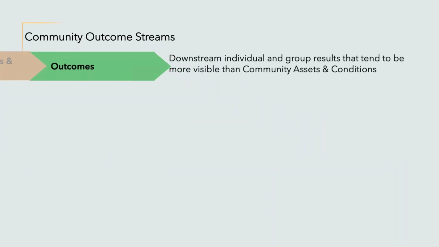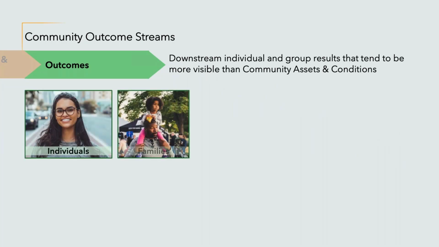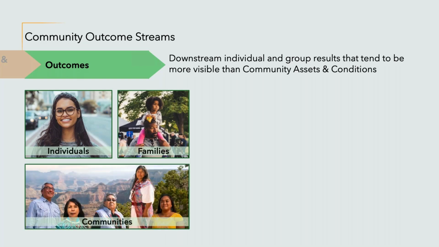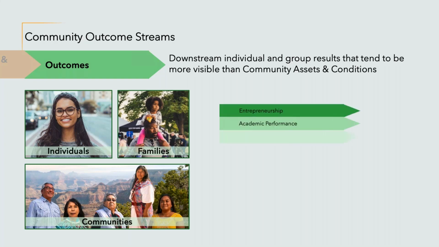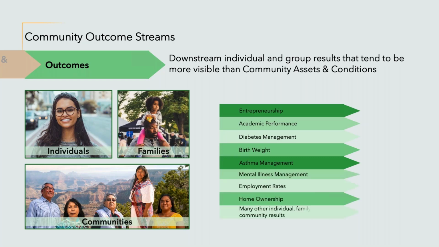And in this model, outcomes are the indicators of how people fare. That is to say, how individuals, families, communities, how they fare socially in terms of health, education, and economically. And outcomes include things like educational attainment, prevalence and severity of chronic disease, and many other social, economic, and health and education outcomes.